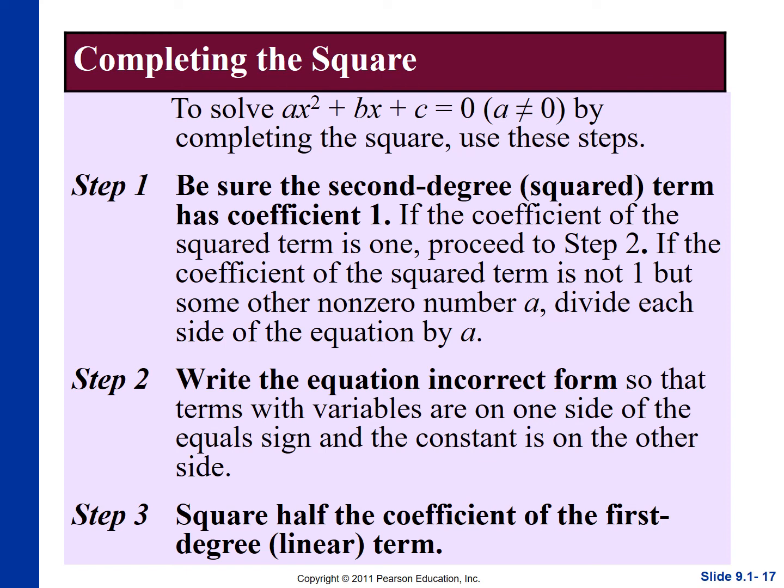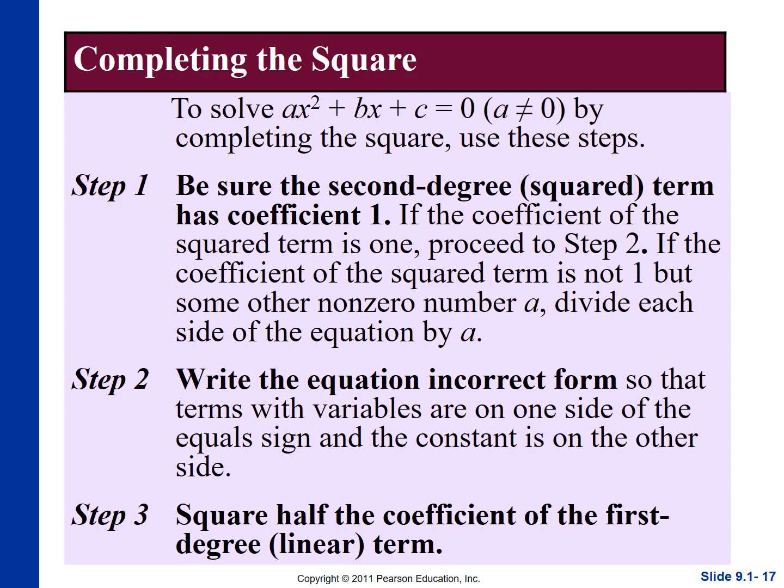So completing the square. To solve ax squared plus bx plus c equals 0, a is not equal to 0, by completing the square, use these steps. Be sure the second degree squared term has a coefficient of 1. We're only going to do problems with 1 as a. If the coefficient of the squared term is 1, proceed to step 2. If the coefficient is not 1, but some other non-zero number a, divide each side of the equation by a. We're not going to go through all that. We're going to just have 1.